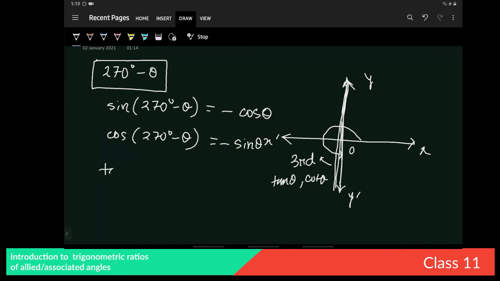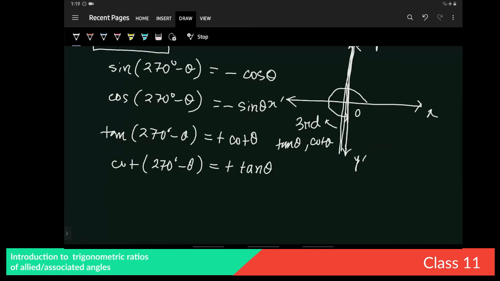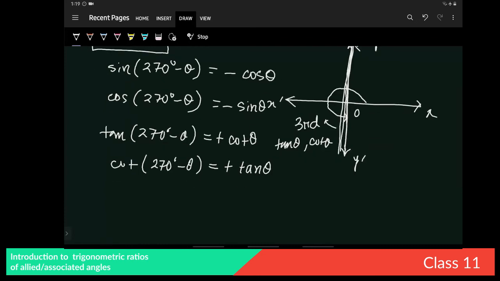Okay, now it is tan 270 degree minus theta. Tan is positive in the third quadrant, so I place a positive sign here, and tan is associated with vertical, so tan will change to cot. Similarly, if you do cot 270 degree minus theta, it will be plus tan theta. Now, if you do the others, sec 270 degree minus theta will be minus cosec theta, and cosec 270 degree minus theta will be minus sec theta.